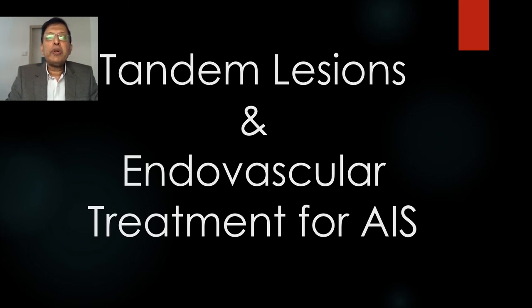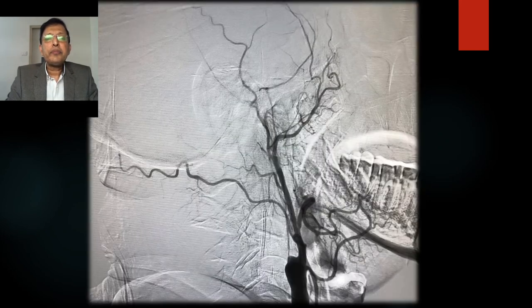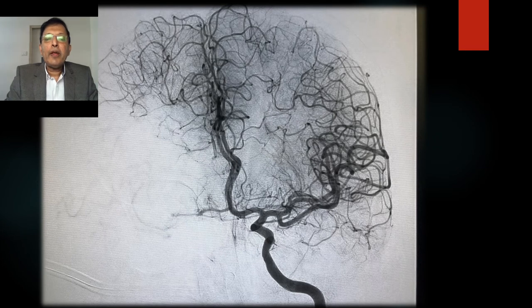CT angiogram showed that there is an occlusion of the right internal carotid artery. So immediately he was taken up for a digital subtraction angiography, which showed that this is the right common carotid angiogram, which shows that the right internal carotid artery is completely occluded at its origin. The external carotid artery is normal. There is no flow. It is more like a stump.